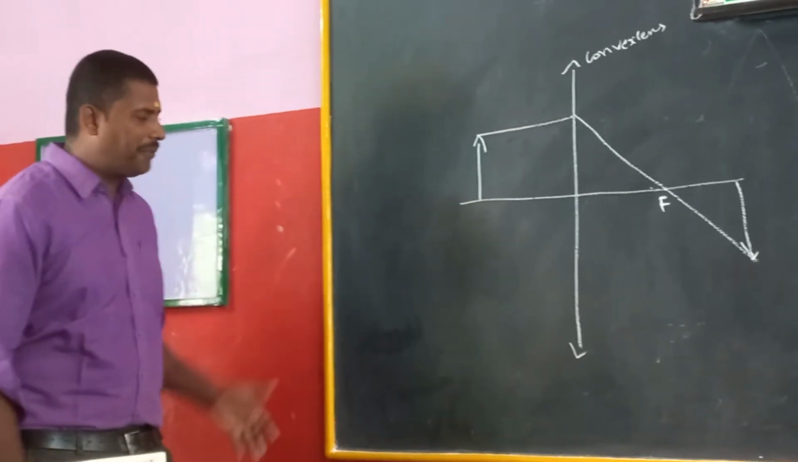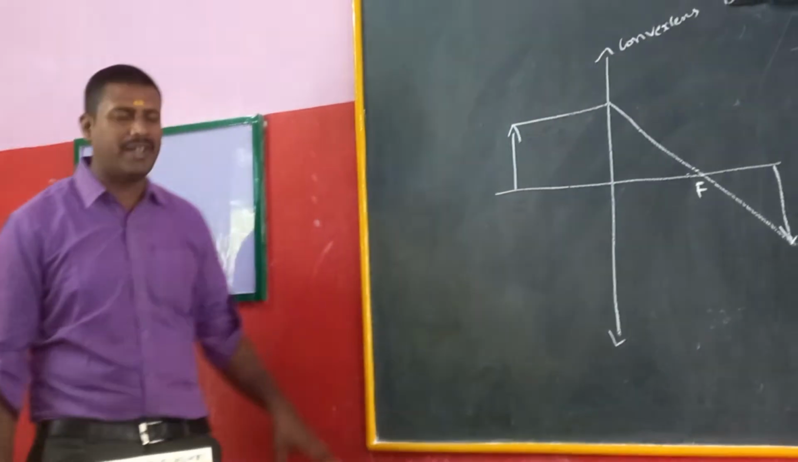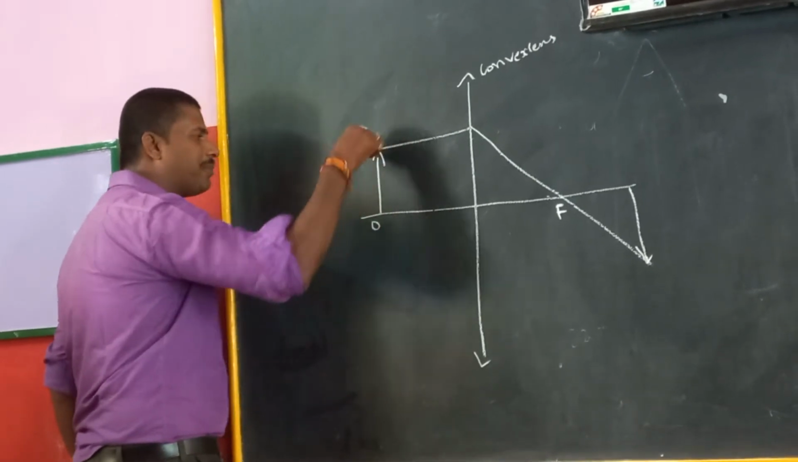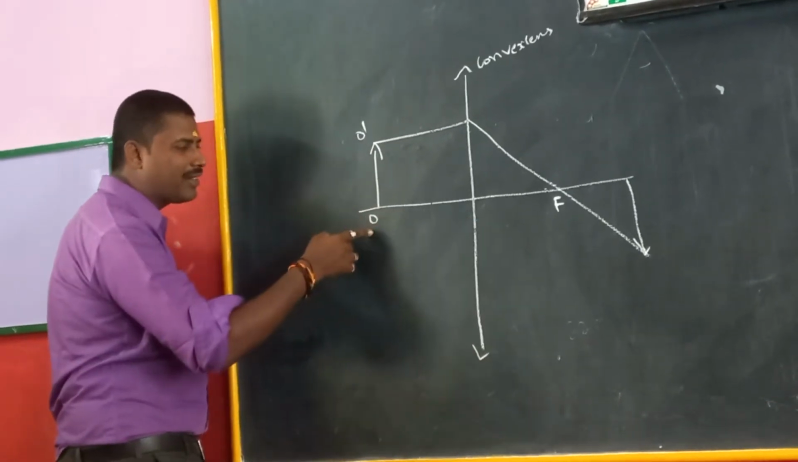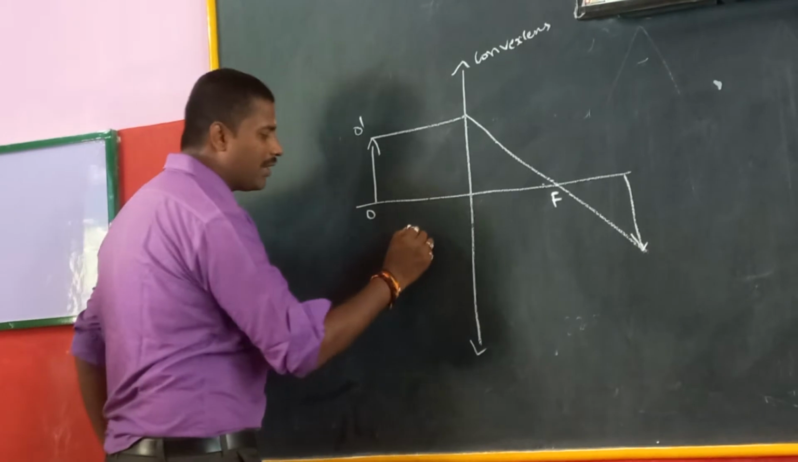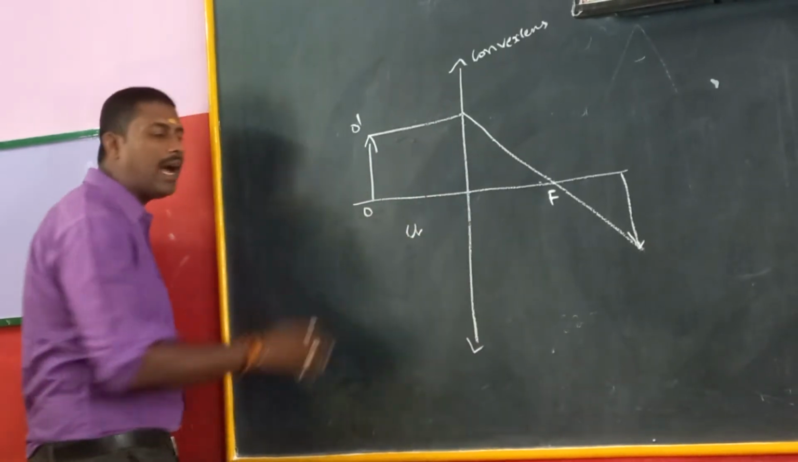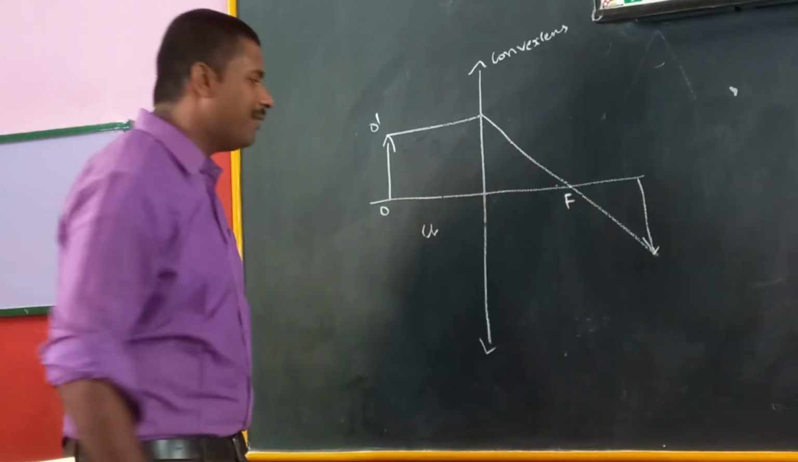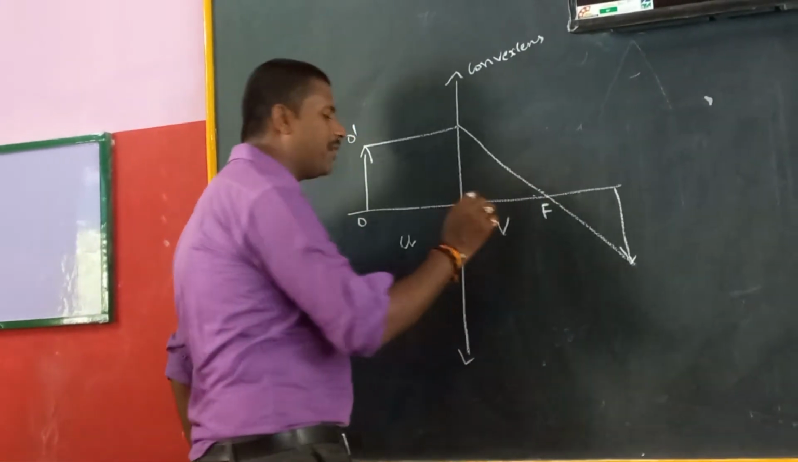Now we already know that the distance between the lens and the object, let it be O dash, is the object distance, nothing but u. It is the object distance, and the distance between the lens and the image is nothing but v. This is the image distance.